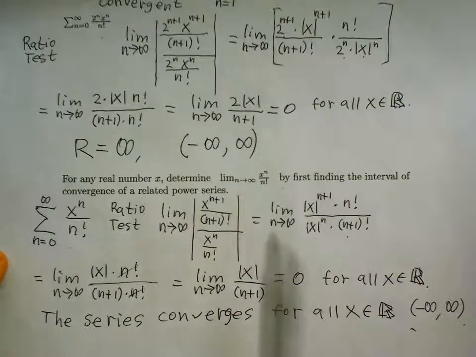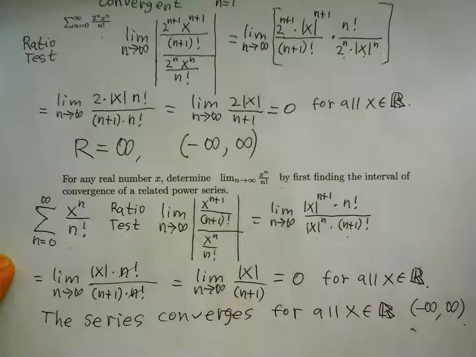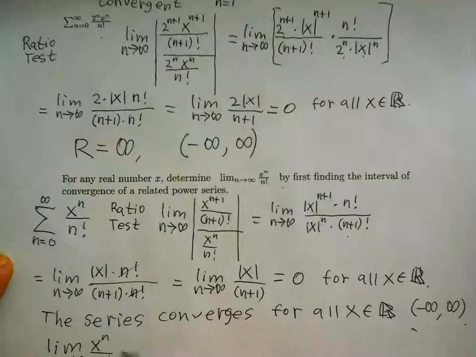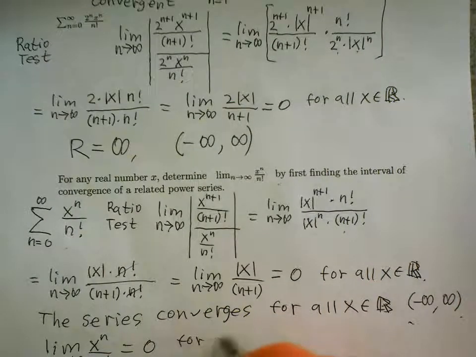So that tells us what the limit of x to the n over n factorial is. The limit of x to the n over n factorial is equal to 0 for all real numbers x.